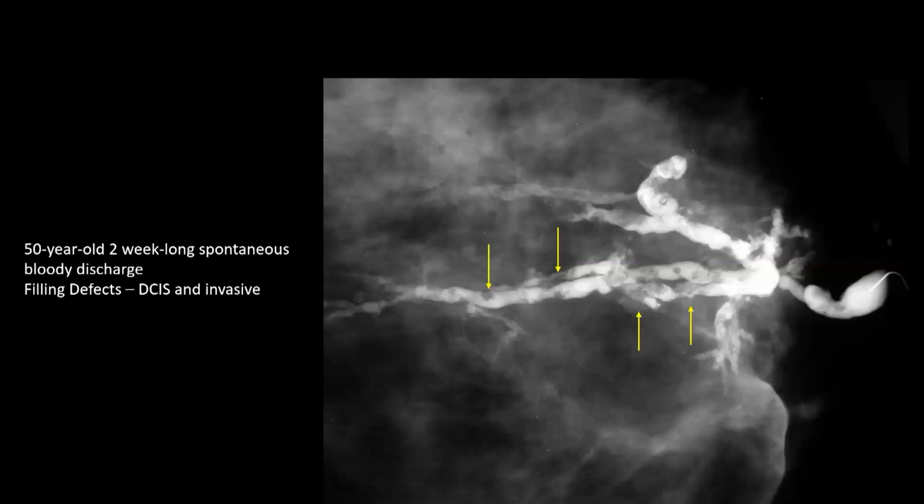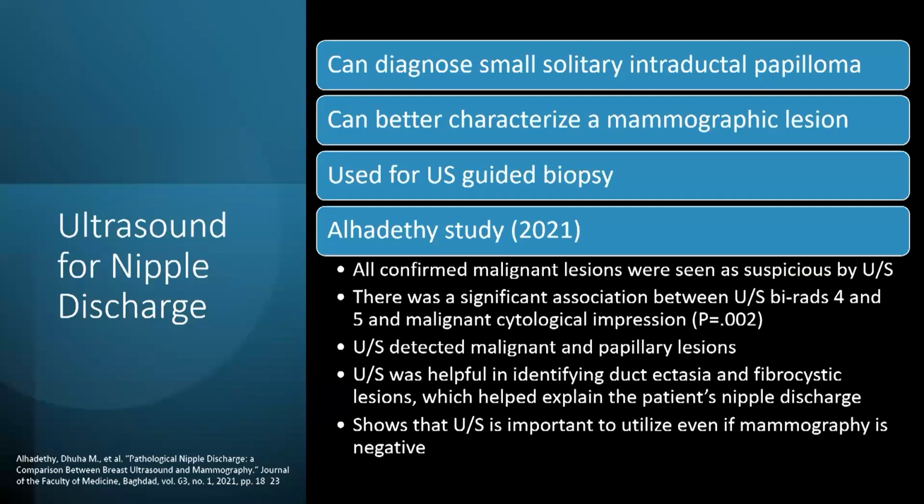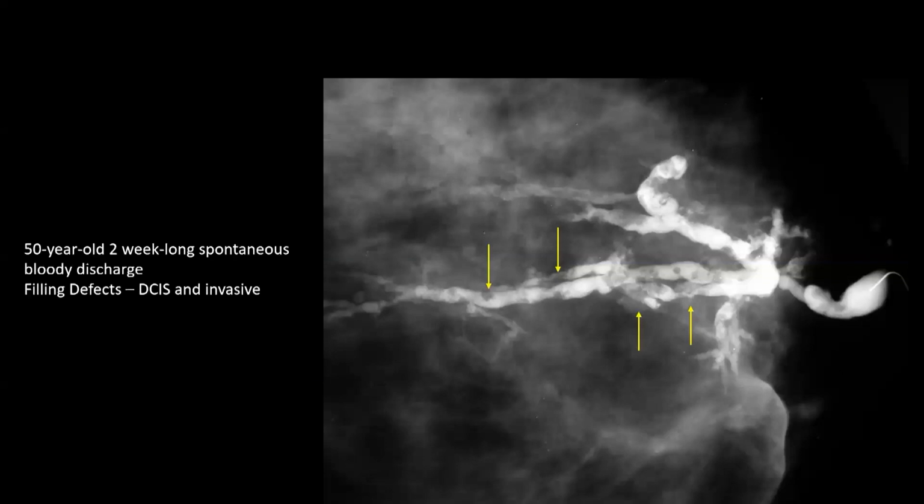However, this is a 50-year-old with 2-week-long spontaneous bloody discharge, and she had multiple filling defects that you can see with the arrows here. Let me go back to it because it advanced on its own. And this was ductal carcinoma in situ and also invasive disease, all these filling defects. You can see how dilated this ductal system is, and how many filling defects there are that I don't have the yellow markers on. There are multiple little bites of these ducts, eccentric, irregular. So this is cancer.